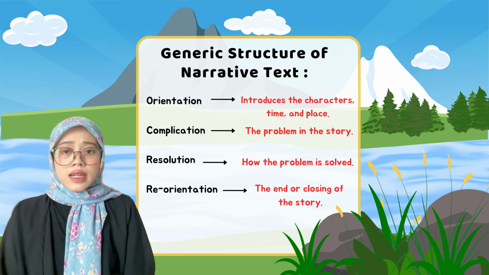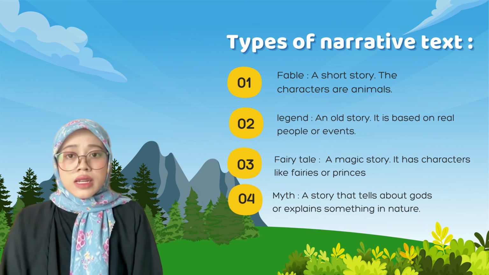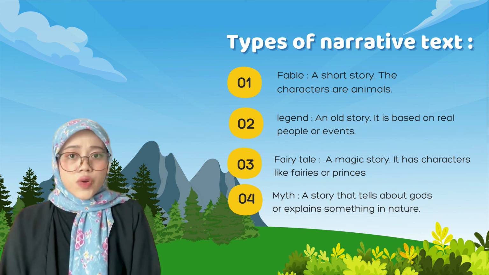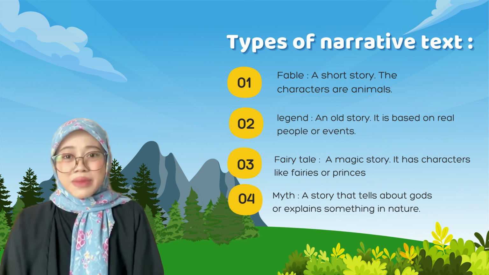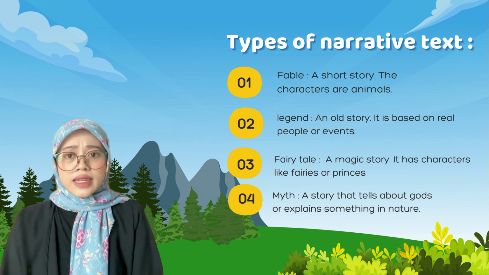And then next slide, there are types of narrative text. There are 4 types. The first is fable. A fable is a short story. The characters are animals. Example, the tortoise and the hare. And the second, legend, is an old story. It is based on real people or events, but some parts are not true. Example, the legend of Sangkuriang.